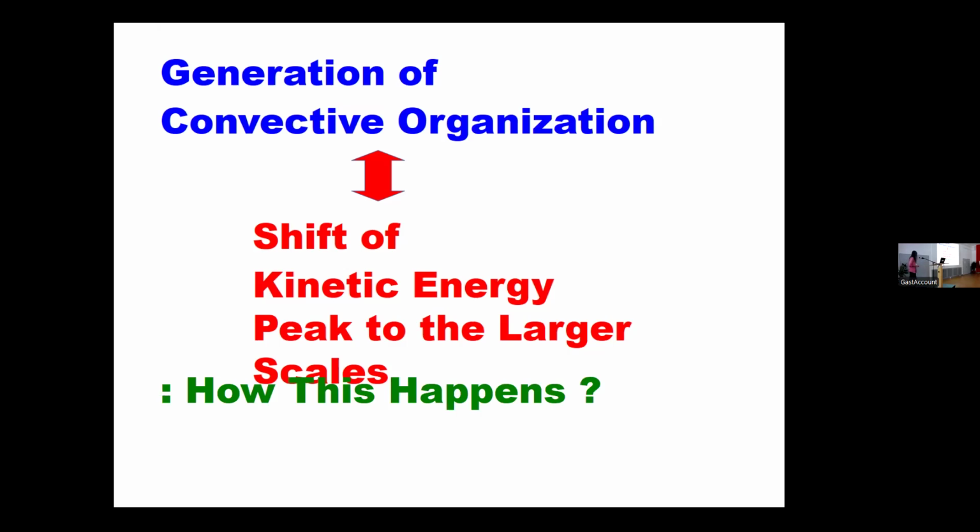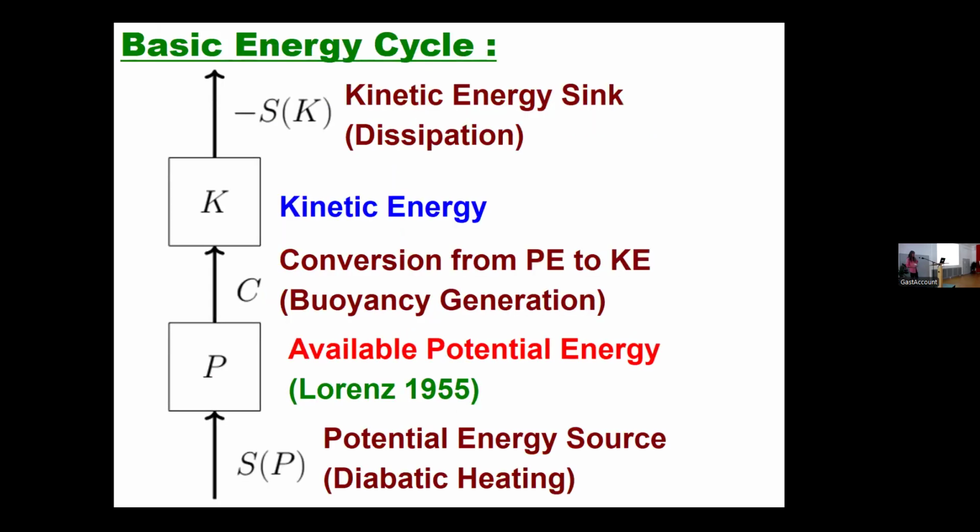To answer this question, how this happens, we look at the energy cycle. Energy is generated by direct heating to generate potential energy, or available potential energy exactly, and the buoyancy conversion effect converts potential energy to kinetic energy, and kinetic energy is dissipated. So we use the sign S for double meaning. It stands for source and sink. And conversion is C and so on.